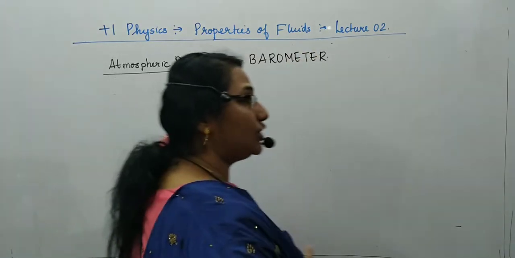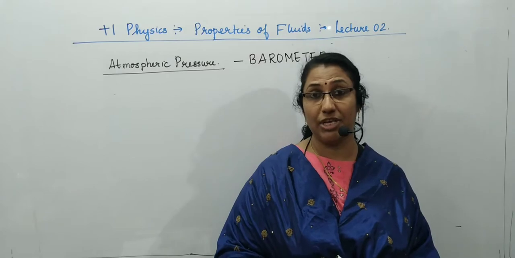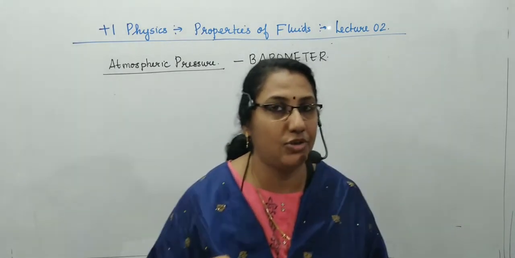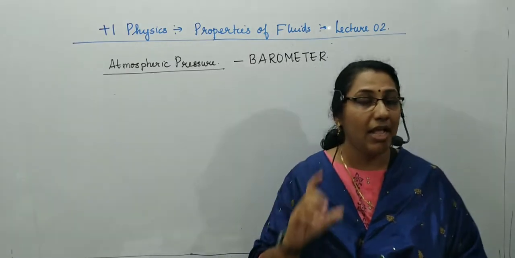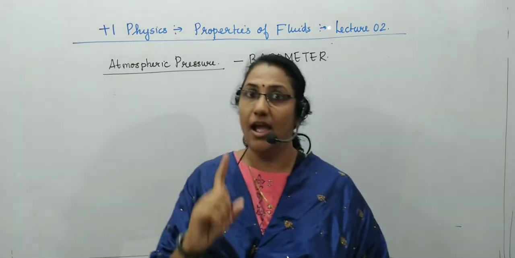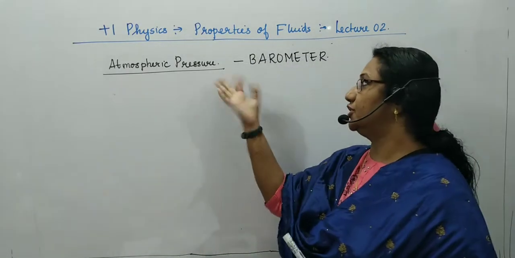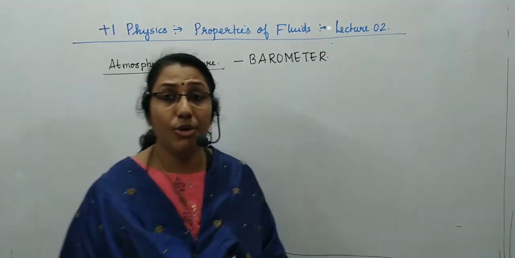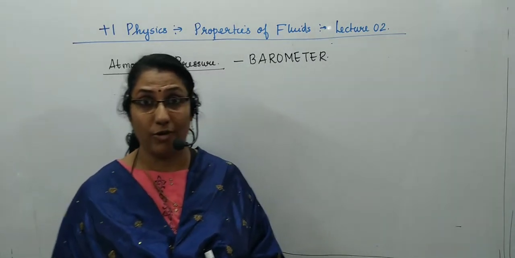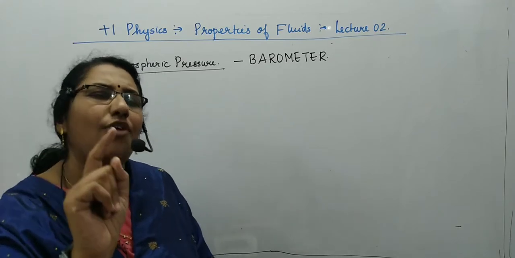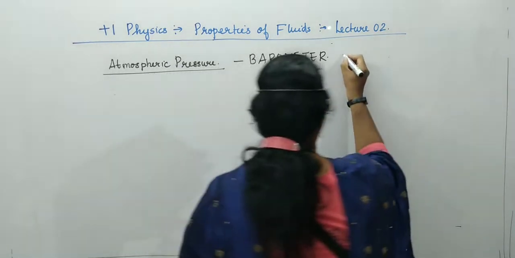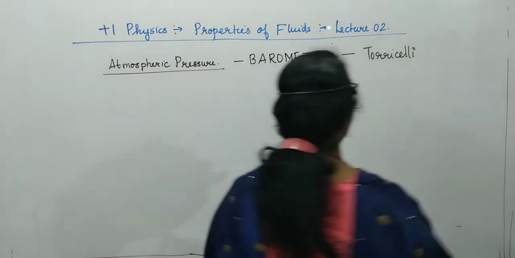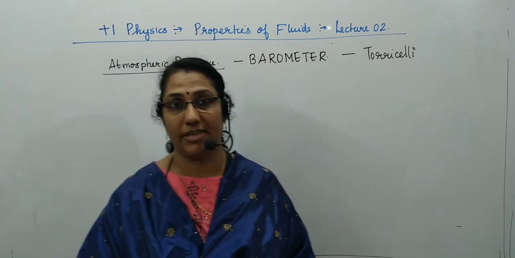Atmospheric pressure P0 is the pressure exerted by the atmosphere. We know its value: 1.01325 into 10 raised to 5 Pascal. That pressure is exerted by the atmosphere, and it is measured by a device called the barometer. And dear students, do you know who first designed this barometer? Yes, Torricelli was the person who designed the barometer for the first time.